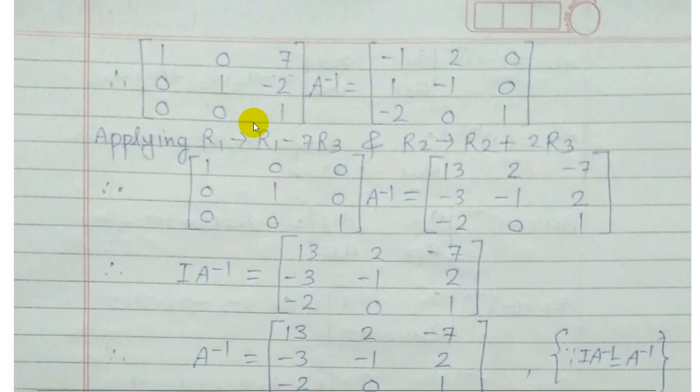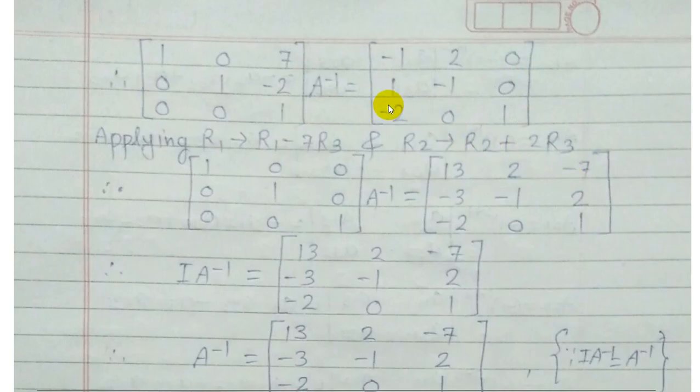So this is 1 already. So applying R1 changes R1 minus 7 times R3, and R2 changes R2 plus 2 times R3. So we get here an identity matrix into A inverse equal to this side. Now see the explanation of right hand side. R1 changes R1 minus 7 times R3. So this will be minus 1 minus 7 into minus 2. So minus 1 plus 14 becomes 13. Here 2 minus 7 into 0, that is 2 only. Here 0 minus 7 into 1, minus 7.